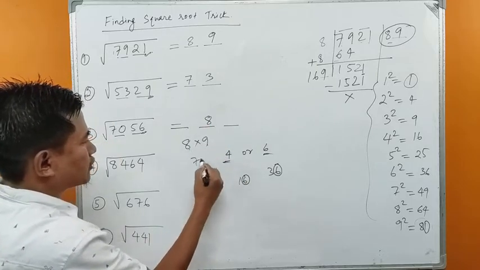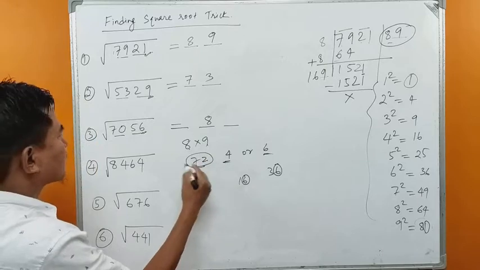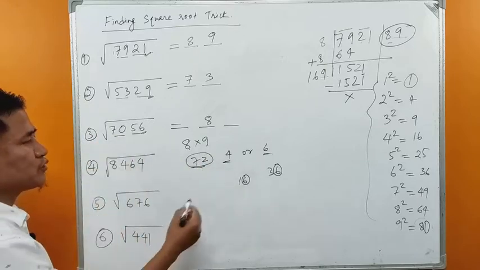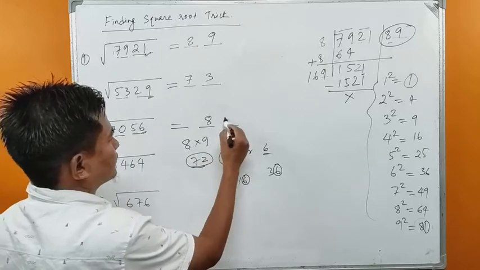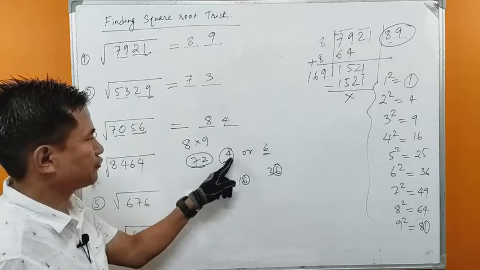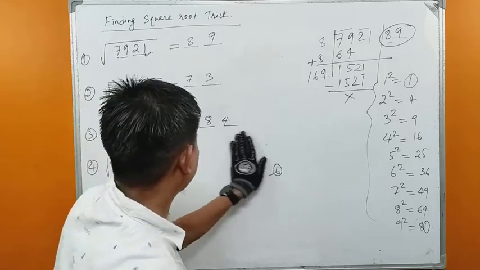8 9s are 72, and this 72 is greater than 70, isn't it? 72 is greater than 70, which means we must choose the smaller one, that is 4. We choose 4. I hope you are getting me.